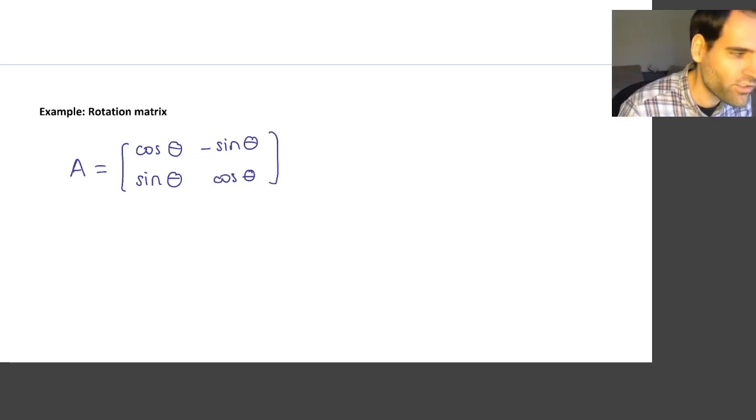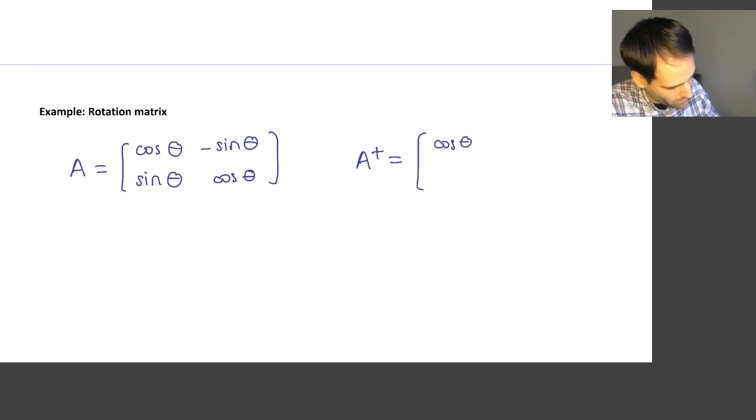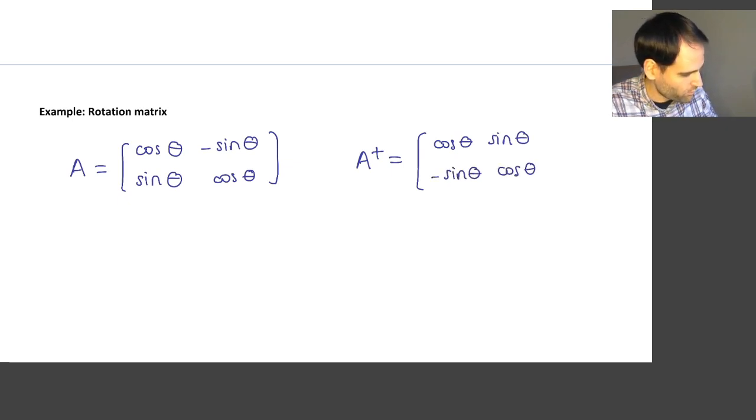So is this matrix unitary? Let's check. What would be A dagger? A dagger would be the complex conjugate and the transpose, yeah? Since all these cosines and sines are real, the complex conjugate doesn't do anything. So this would just be the transpose of the matrix. So it would be cosine theta, sine theta, minus sine theta, cosine theta. That would be A dagger, yes?